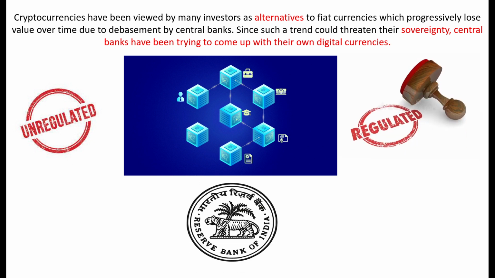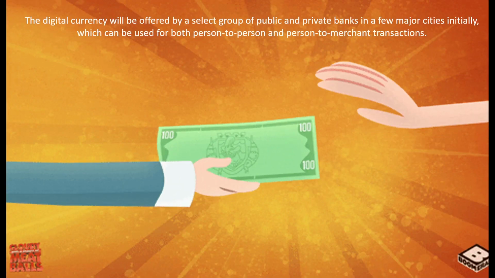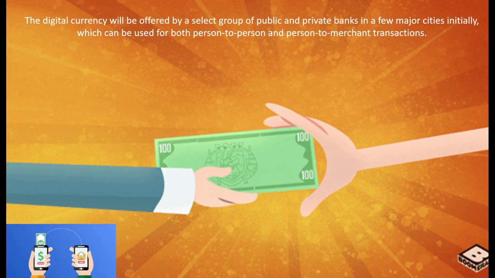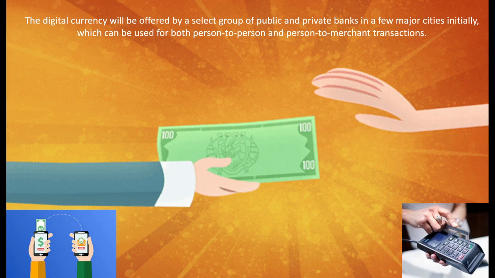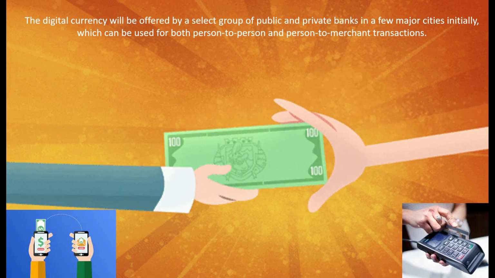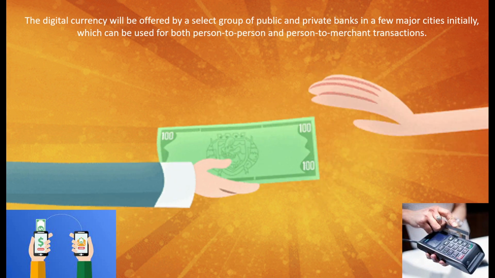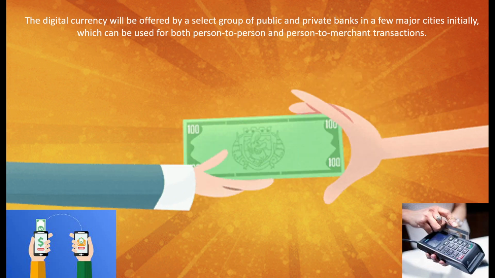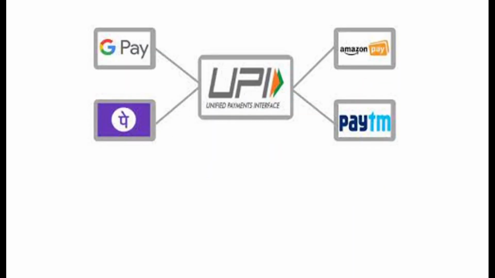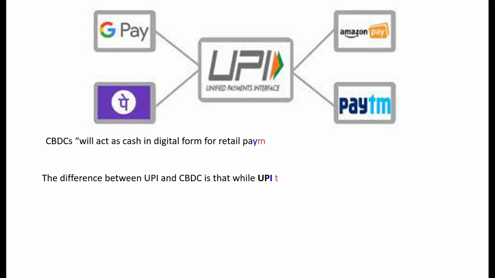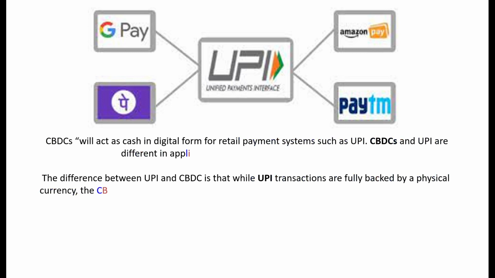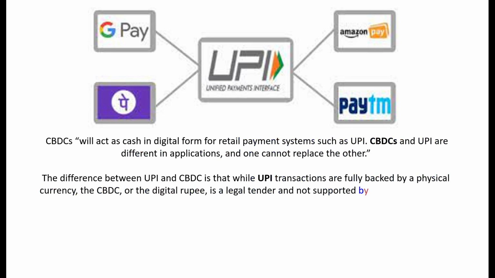The digital currency is initially launched in a few cities and a few banks, in person-to-person mode as well as in person-to-merchant mode. Now, let's understand the differences and similarities between UPI payment and CBDC, that is central bank digital currency. The CBDC will act as cash in digital form for retail payments such as UPI. CBDCs and UPI are different in applications and one cannot replace the other.